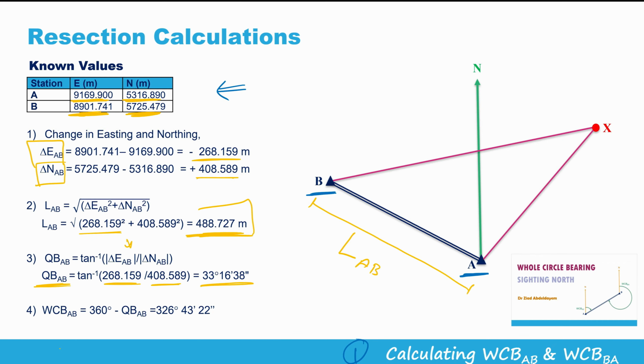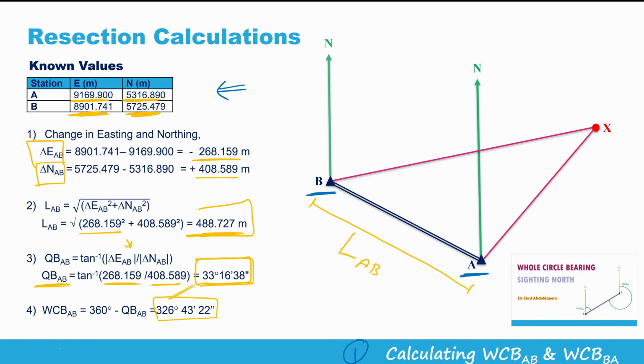And the whole circle bearing of AB, for this case, would be 360 minus the quadrant bearing. The quadrant bearing we have just calculated in this step. So it would be 360 minus 33 degrees 16 minutes and 38 seconds. And the whole circle bearing of AB for this case is 326 degrees 43 minutes and 22 seconds. So this is the whole circle bearing of line AB.